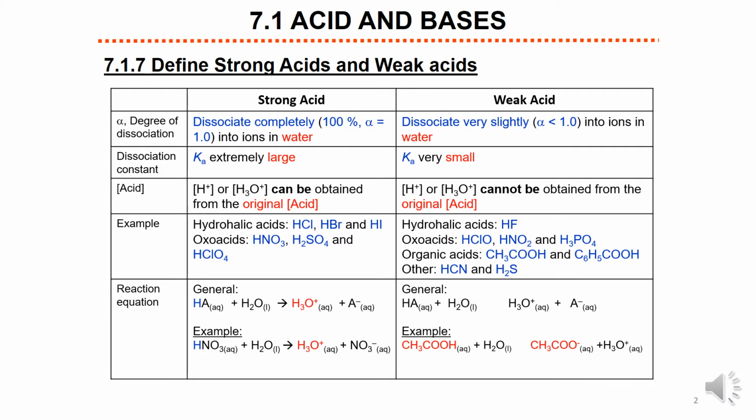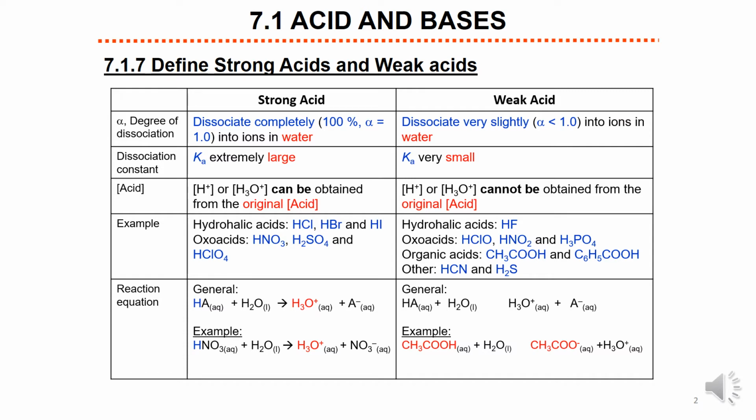Alpha, the degree of dissociation of a strong acid, is 1, where it dissociates completely into ions in water. While for a weak acid, alpha, the degree of dissociation, is less than 1, where it dissociates very slightly into ions in water. Dissociation constant Ka: Ka for a strong acid is extremely large, while for a weak acid, Ka is very small.